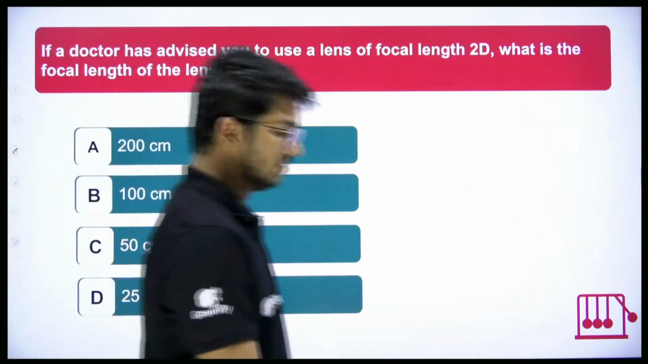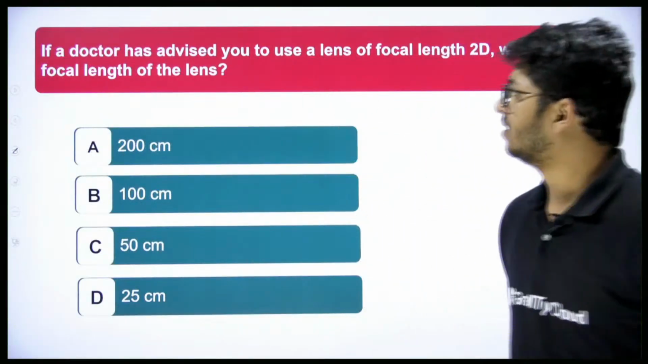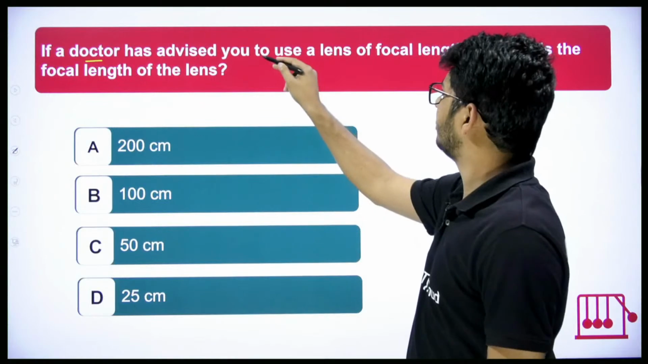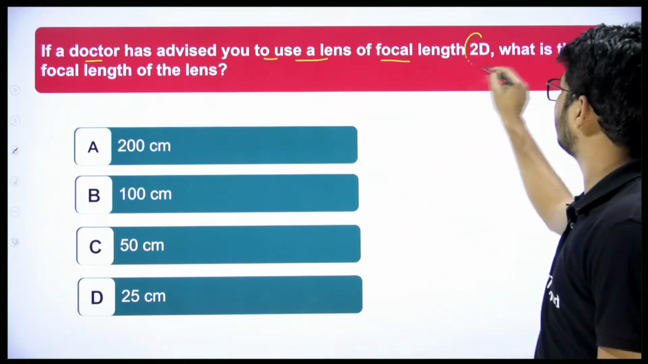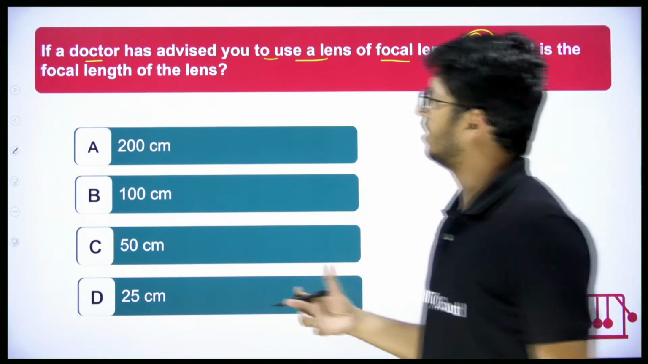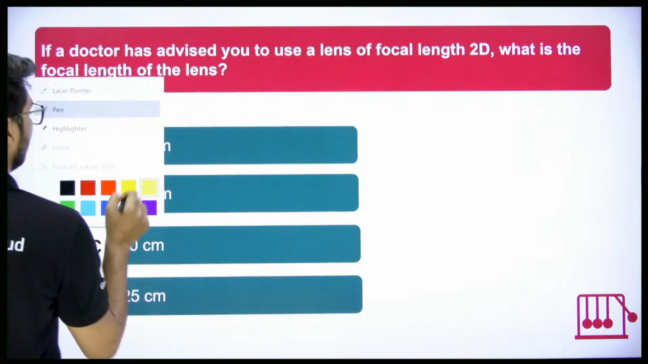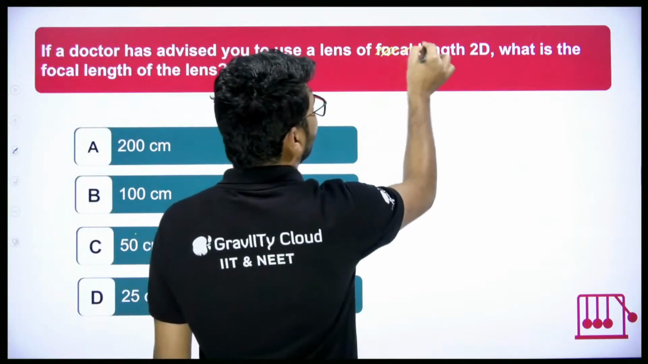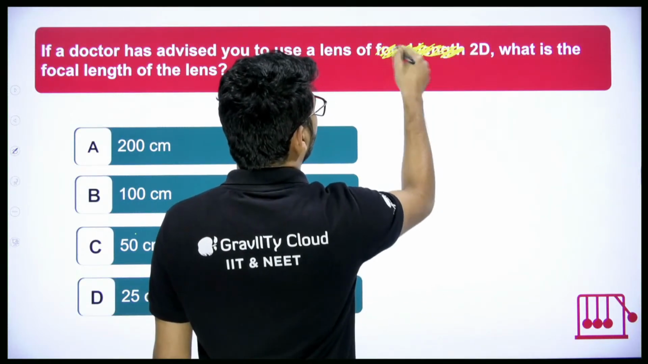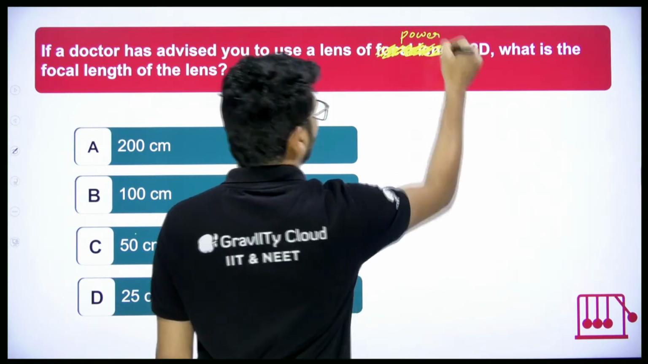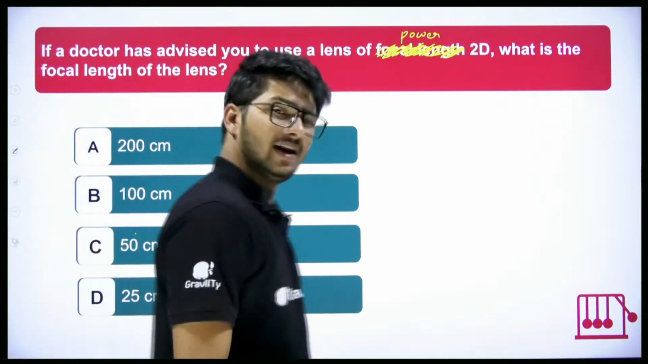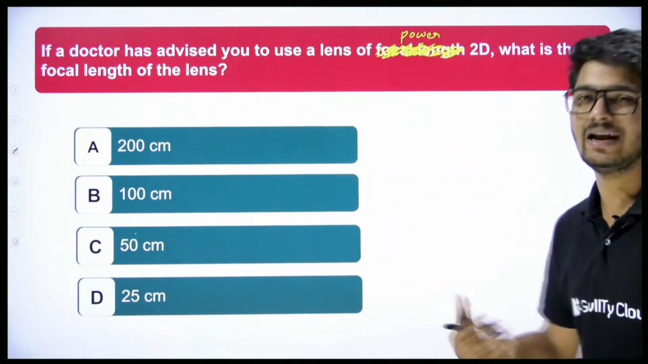Good. So let's go into a few problems to understand things better. Here, if a doctor has advised you to use a lens of focal length 2 diopter, what is the focal length of the lens? Sorry, there's a slight mistake in the question. It should have been to use a lens of power 2 diopter. What is the focal length of the lens? Let me solve this. I'll leave the next question to you.